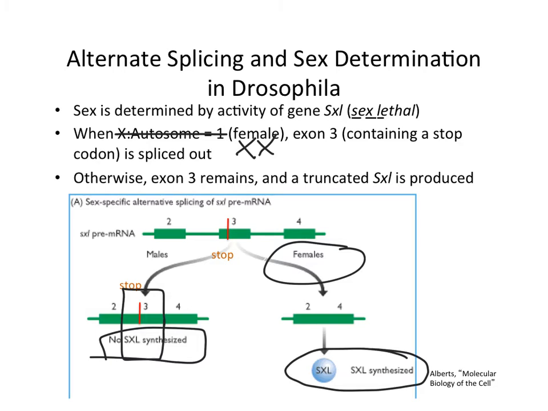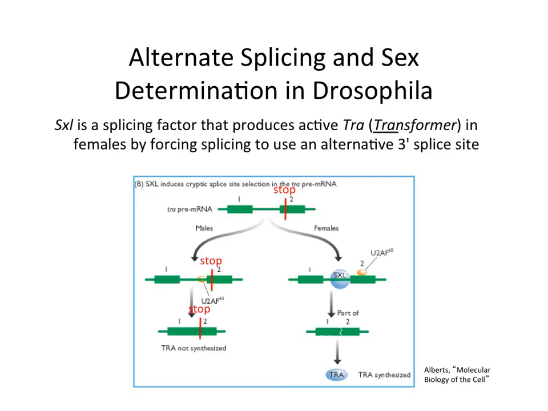What does sex-lethal do? Take a guess. What process do you think sex-lethal is involved in? I'll give you a hint. We've been talking about it all day already. Splicing. So the protein sex-lethal, remember, is only produced in females. It's an RNA binding protein. It binds to introns. So this protein is involved in alternative splicing, sex-lethal.